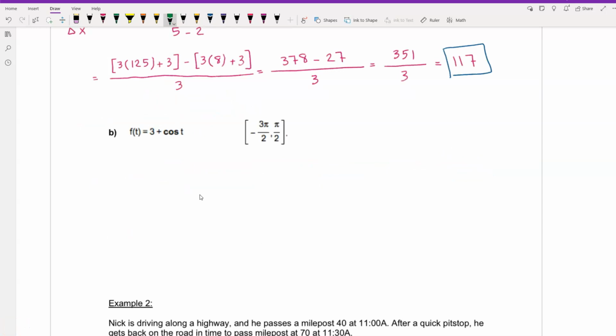Part B, f of t equals 3 plus cosine t. Our interval is negative 3 pi over 2 and pi over 2. So this one is t1. Here is t2. We have to find change in y divided by change in, in this case instead of x, we have t, so I'm going to use change in t in the denominator, assuming that our y is equal to f of t. So change in y in the numerator, change in t in the denominator. In the numerator, we have f of t2 minus f of t1. In the denominator, we have t2 minus t1.